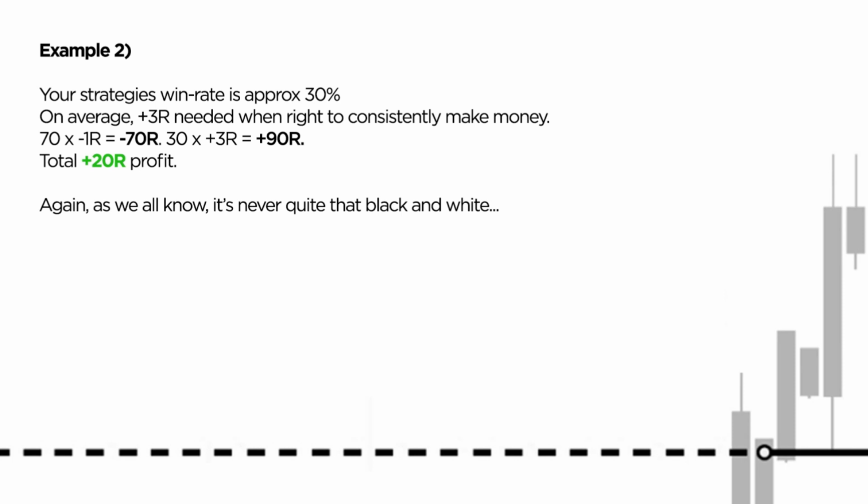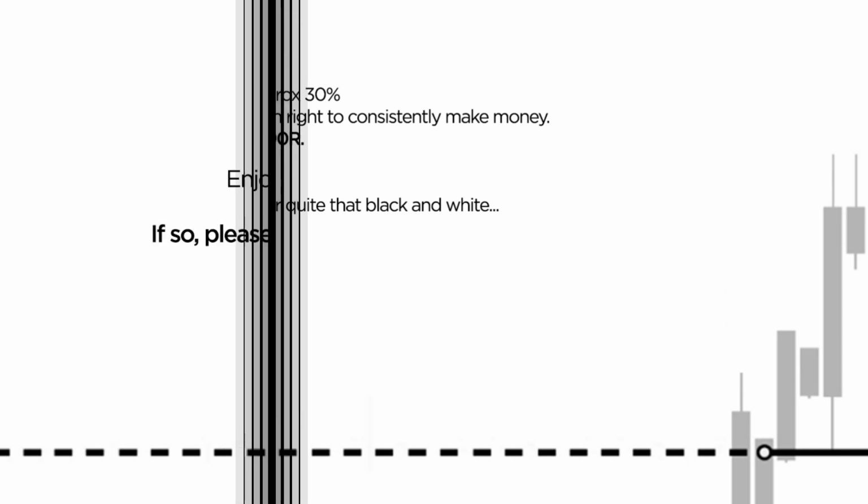Again, as we all know, it's never quite that black and white, is it? And the win rate will of course, again, rise during certain times and fall during certain other times as probabilities play out. But overall, you will clearly make money long term, again, based on the law of large numbers. That's a statistical fact.